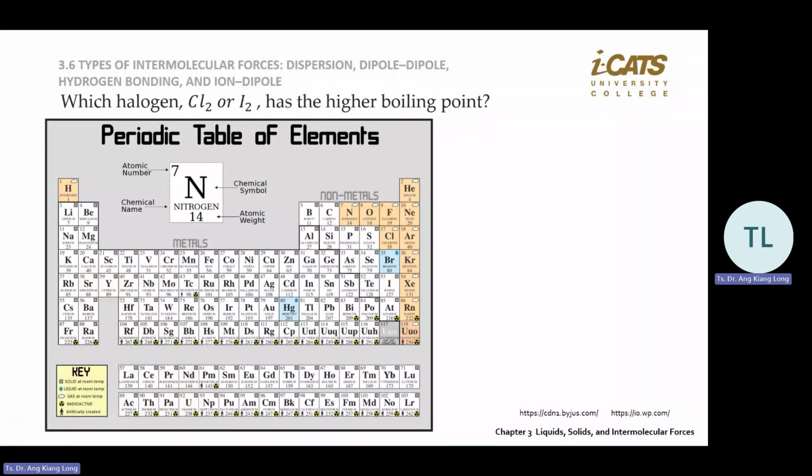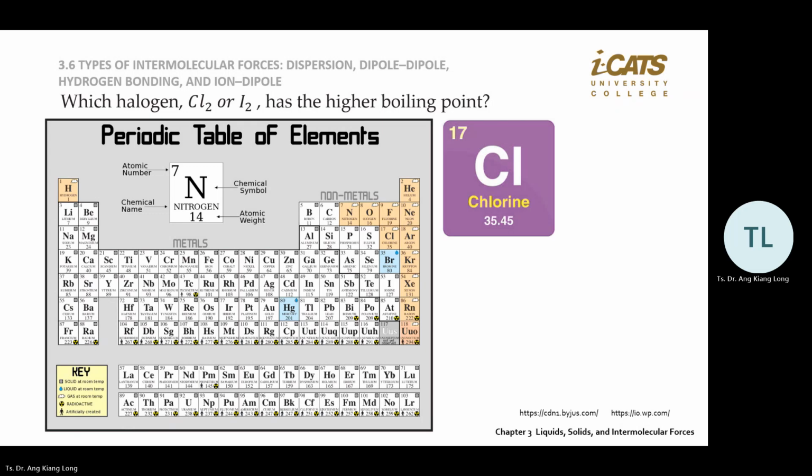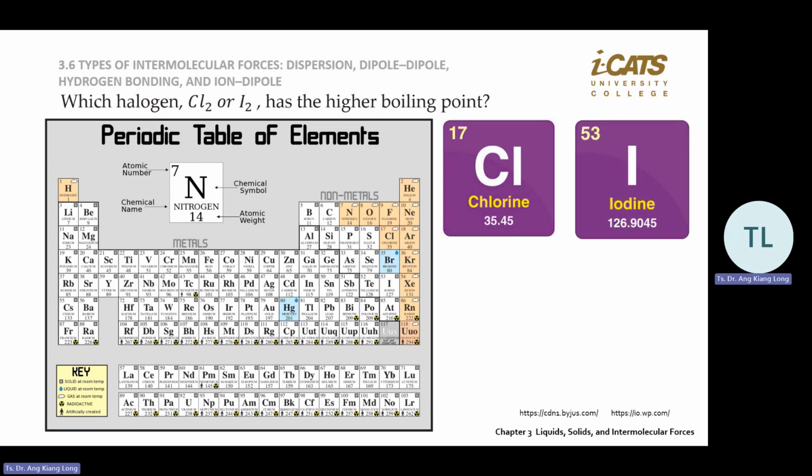This one is very fast. If you look at the periodic table, Cl is 35.45. The periodic table on this slide only gives you two significant figures, but the one used in your test or final exam will have two decimal places. Iodine is 126, and it's about 127 on the periodic table on this slide.